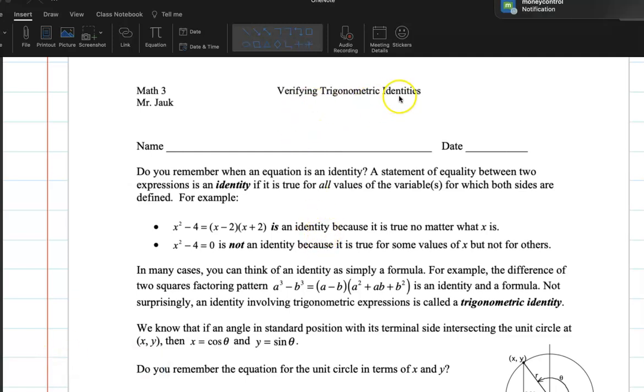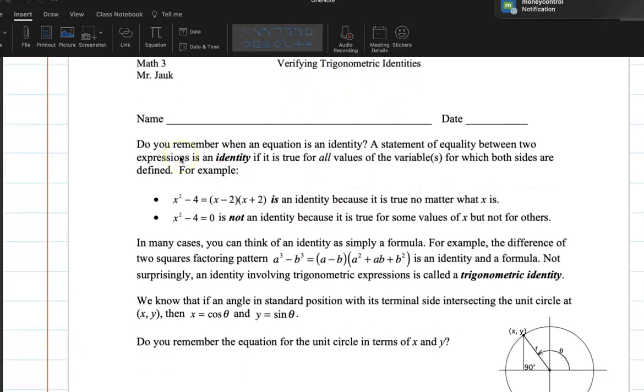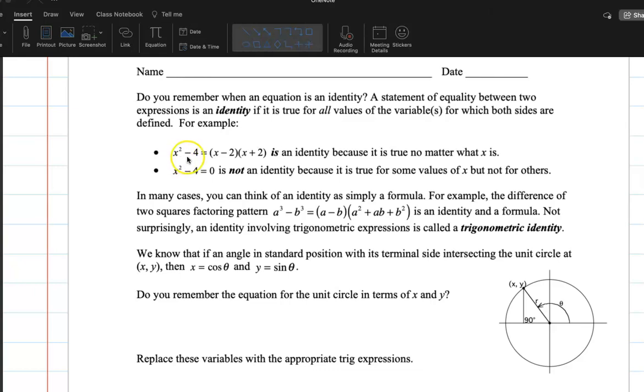Now, verifying trigonometric identities. You know that x squared minus 4 is (x minus 2)(x plus 2), no matter what x is. This is called an identity. An identity is always true. x squared minus 4 equals 0 is not an identity because it's true for some values of x but not for others. So an identity is something which is always true.